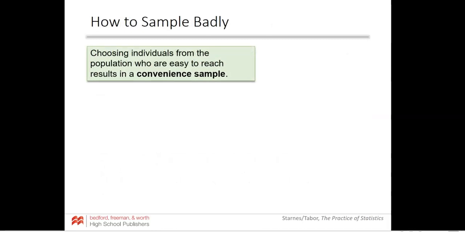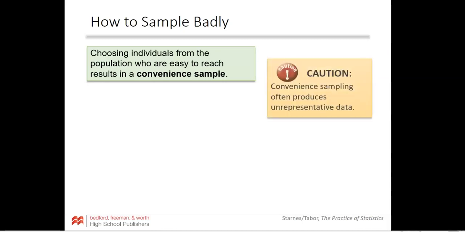So this is one of the worst ways to collect a sample. It is called a convenience sample. We scoff or look down on this one. We don't like it, because usually the data is not very representative of the population.